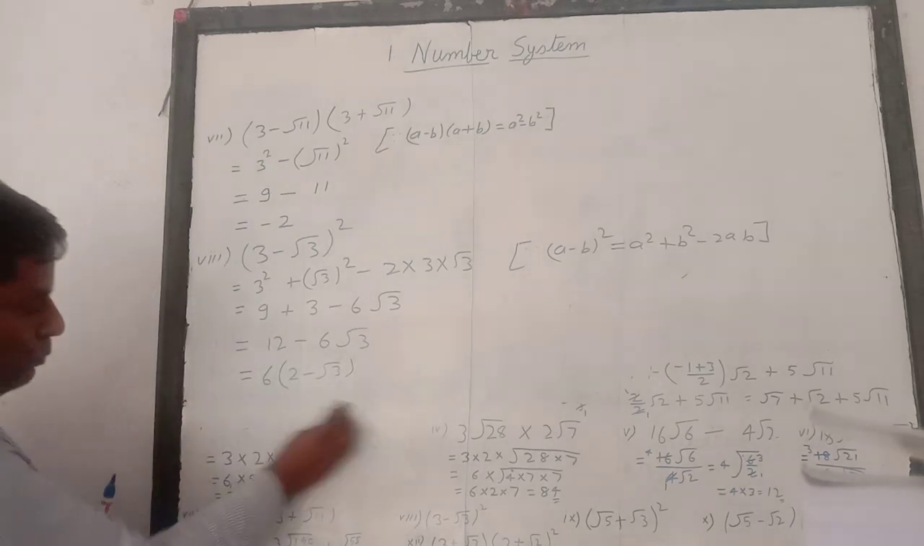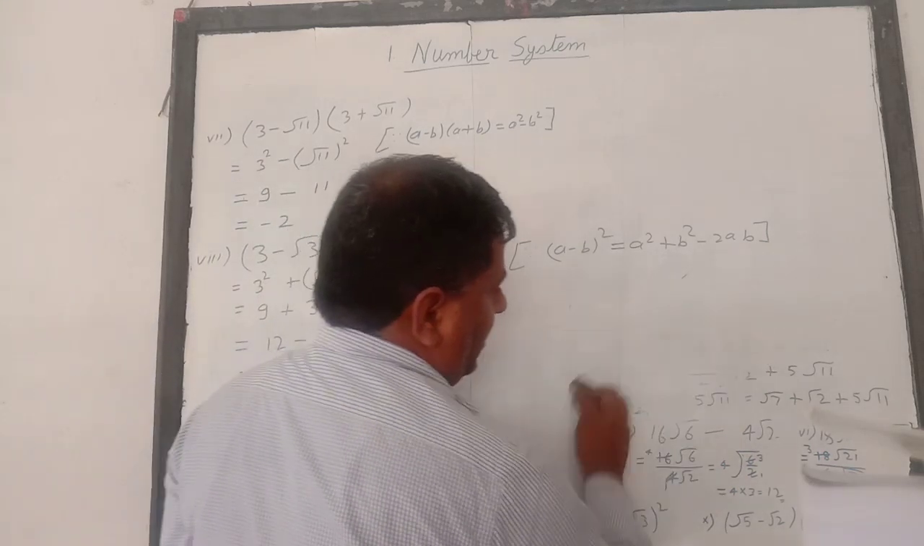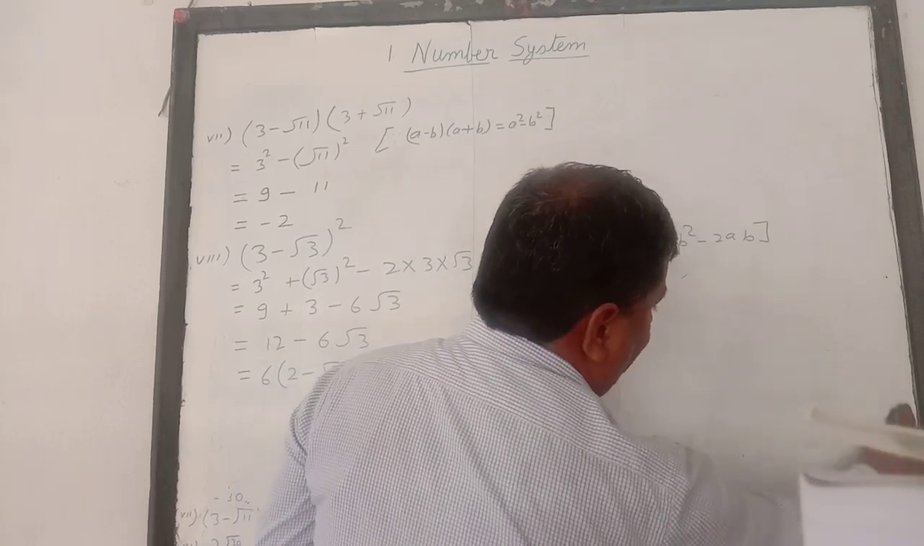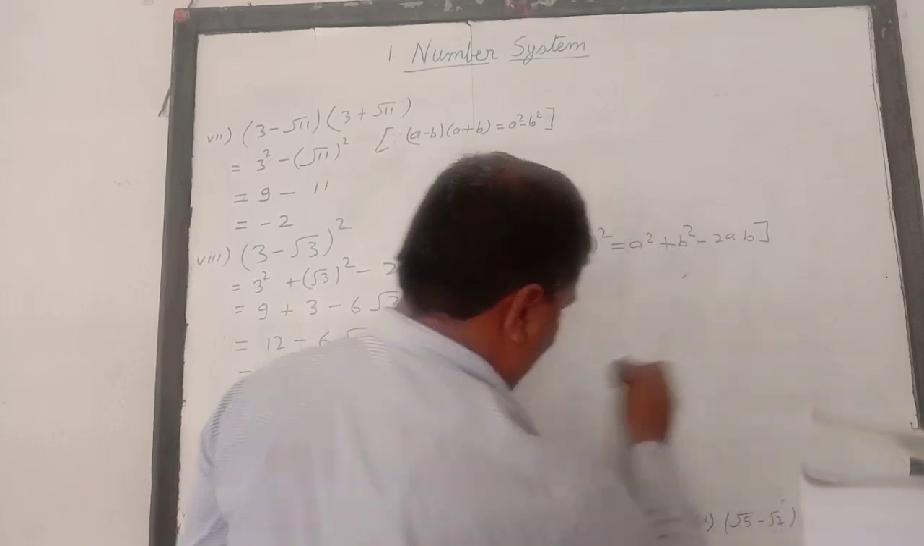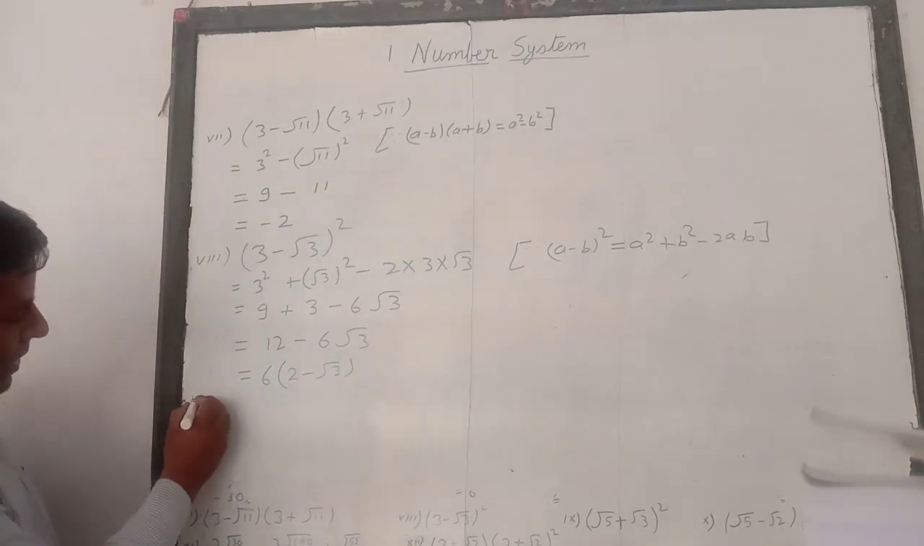Similarly, we can do more questions on the identities that we have read in earlier classes. So you have to remember these identities. You have to use these identities again in this class also. You must not forget the identities. So next, question number 9.